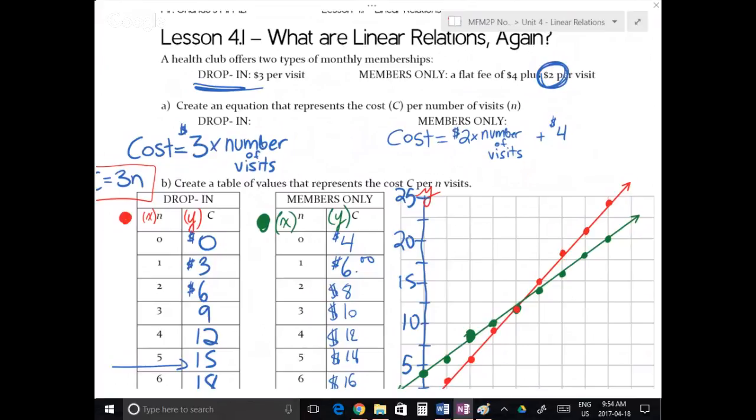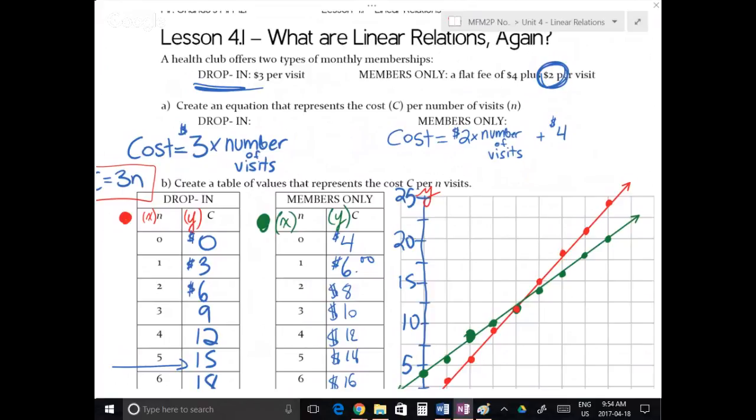Good, because what was the pay structure like? If you're just dropping in, how did you pay? I think you paid like $3. Yeah, it was like $3 per visit, right? And that was it. What about the members one? Did you still have to pay every visit? Started off with a flat fee of $4. Yeah, that's right. Good. Very good.